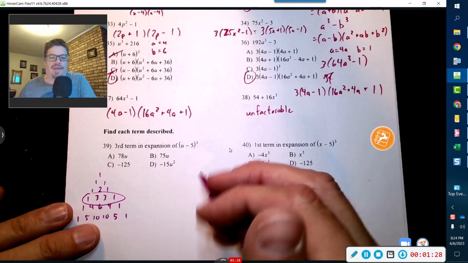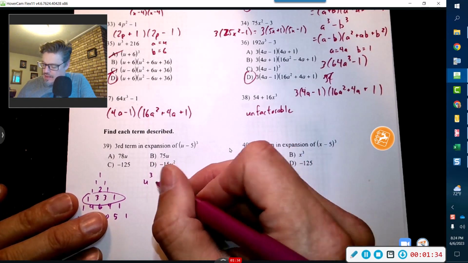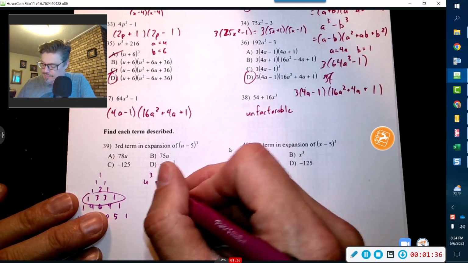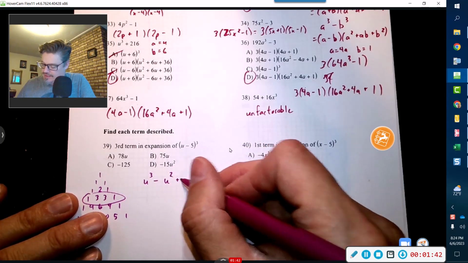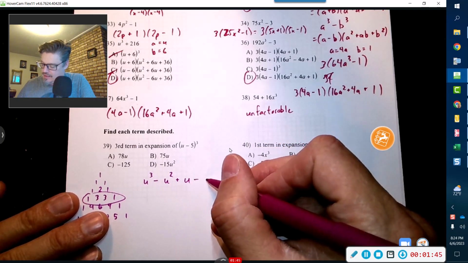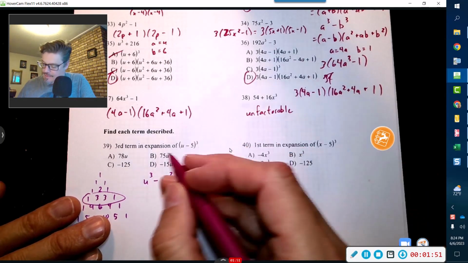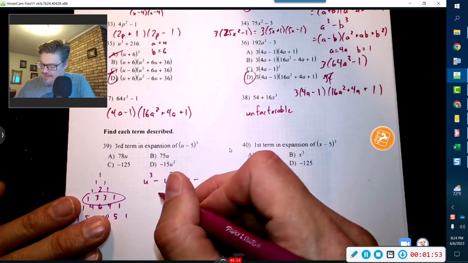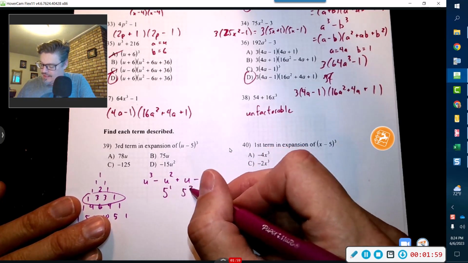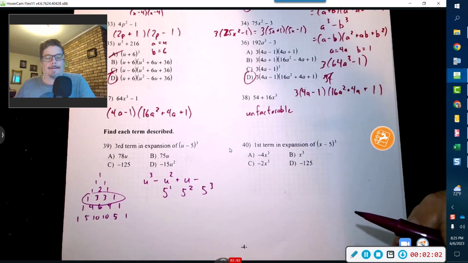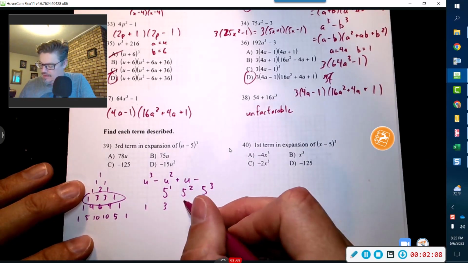So what'll happen then is that we would do u to the 3rd, and then because it's negative, we would go minus u to the 2nd plus u to the 1st minus no u. Okay? And then we would have 5. And 5 would be 5 to the 0, but then 5 would be right here to the 1st, 5 to the 2nd, and then 5 to the 3rd. Okay? And then we've got the triangle numbers, 1, 3, 3, 1. So 1, 3, 3, and 1.